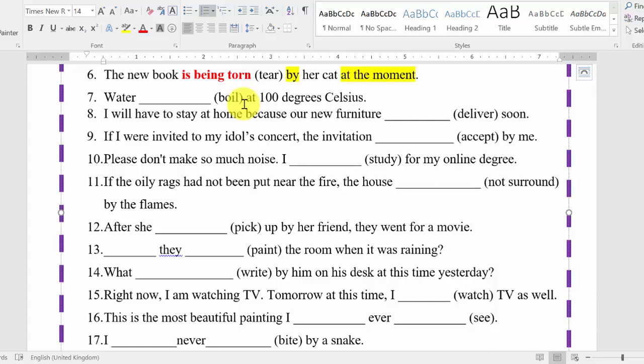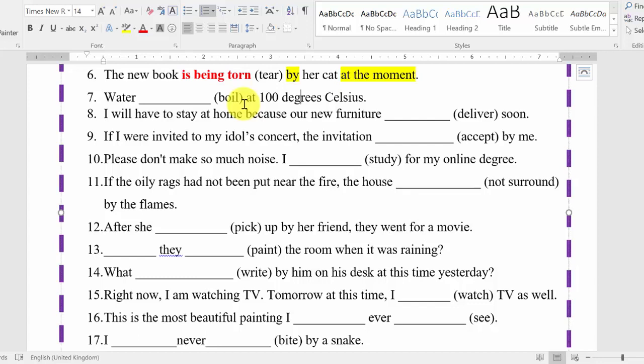This sentence is talking about the water. Water will boil at 100 degrees Celsius. Do you help the water to boil? No, right? The water boils itself. At 100 degrees Celsius, it will boil. The bubbles will come up from the water. That is not done by you. You did not make the water boil. You just cook the water.